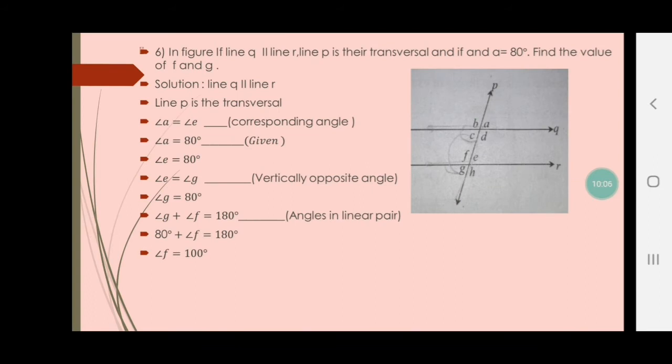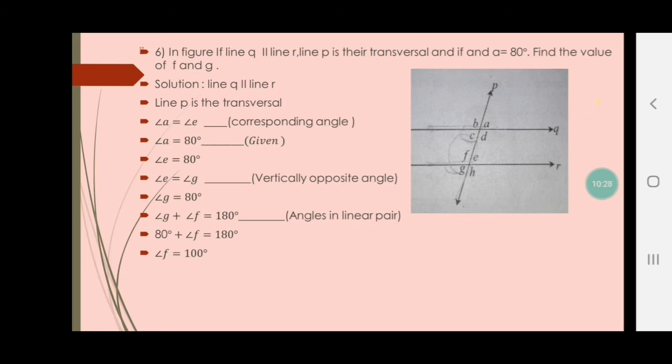is problem number 6. In the figure, if line Q is parallel to line R, line P is their transversal, and if one of the angles, angle A, is equal to 80 degrees, then we are supposed to find the value of F and G. Okay, solution here we begin.